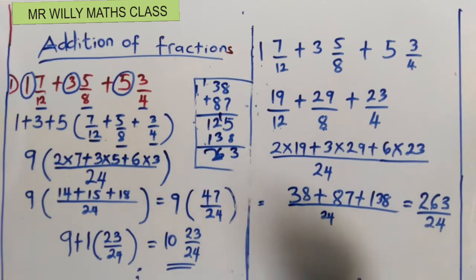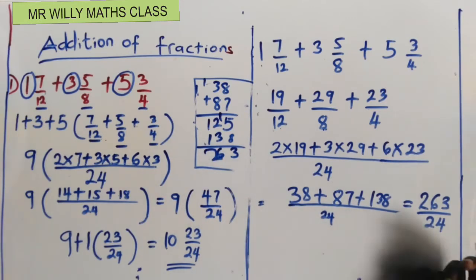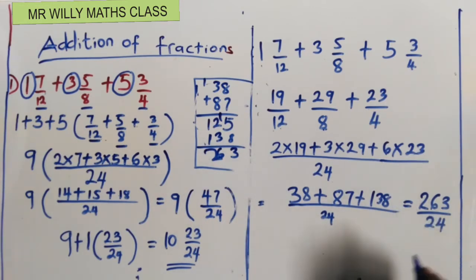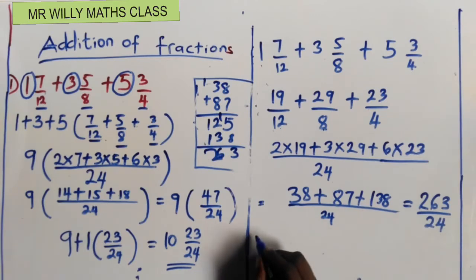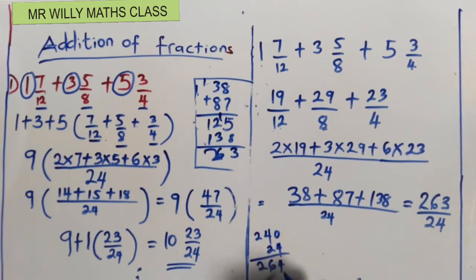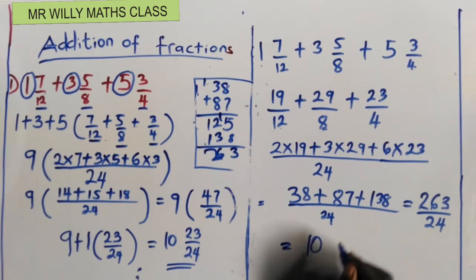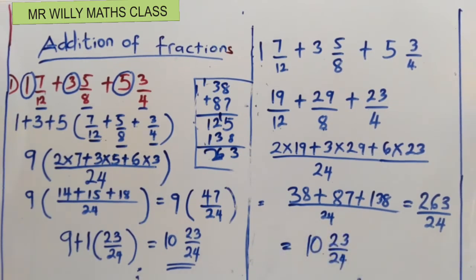So how many 24 can you see in 263? That will be 10, because 24 times 10 will be what? 240. If you add another 24 to it, that will be 264. So 24 in 263 is 10, remainder 23 over 24. 10 remainder 23 over 24. You can see that we are still having a similar answer by using a different method.